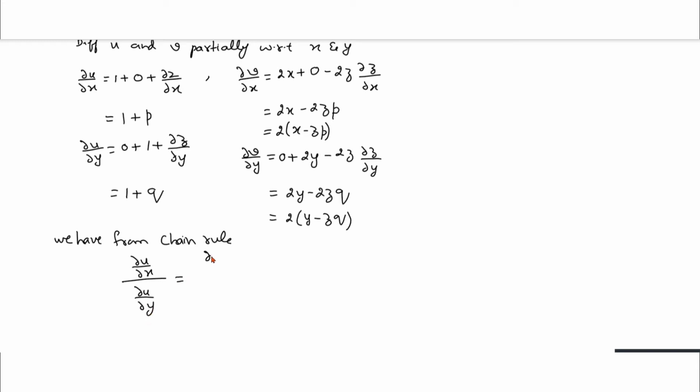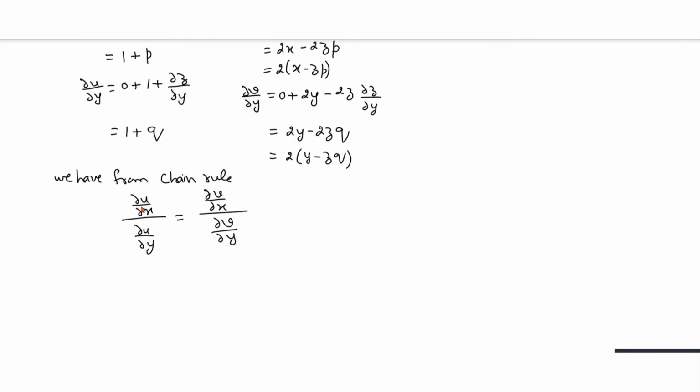We have ∂v/∂x whole divided by ∂v/∂y. We know the value of ∂u/∂x to be 1 plus p, whole divided by, we have got the value of ∂u/∂y to be 1 plus q, is equal to the value of ∂v/∂x, which is 2 times (x minus z times p), and the value of ∂v/∂y to be 2 times (y minus z times q).